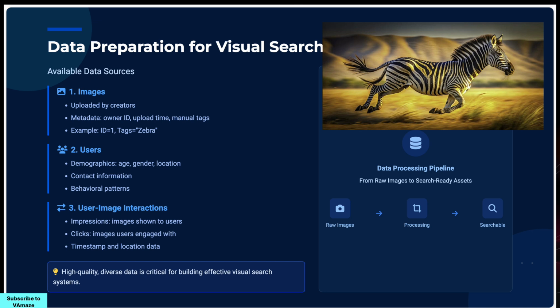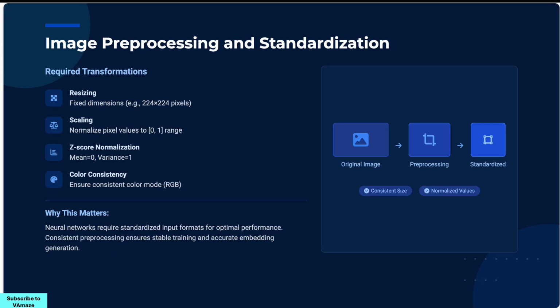But before we can feed images to our model, we need to pre-process them. Neural networks are picky. They need standardized inputs. So we perform several transformations. We resize all images to fixed dimensions, typically something like 224 by 224 pixels. We scale pixel values to a standard range, usually between 0 and 1. We might apply z-score normalization to ensure the data has a mean of 0 and variance of 1. And we ensure color consistency. All images should use the same color mode, typically RGB.